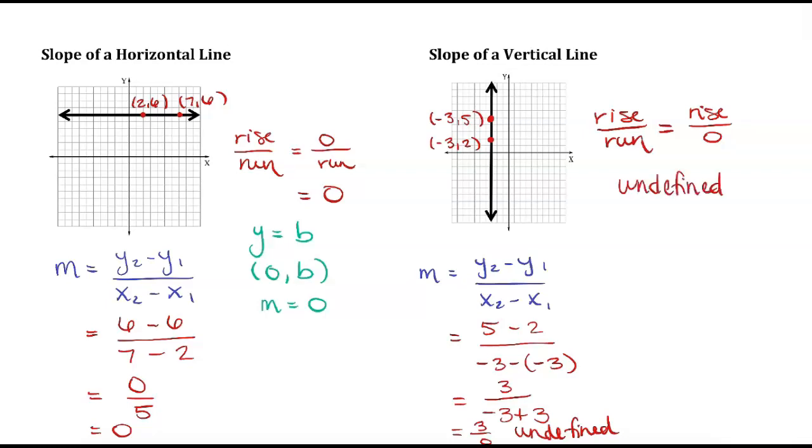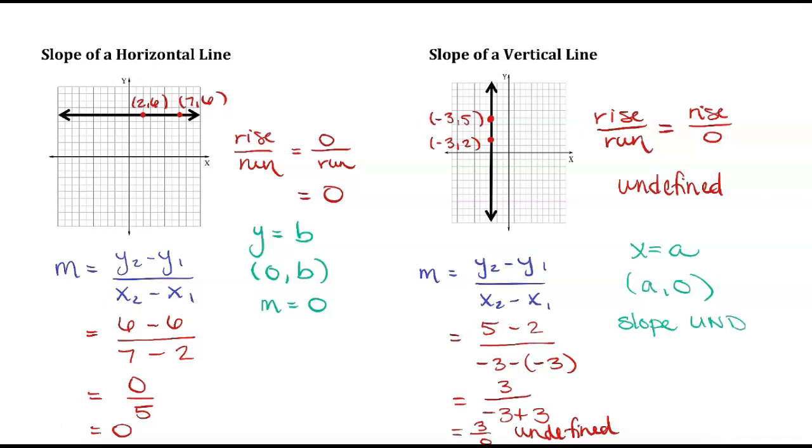Let's summarize what we know so far about vertical lines. We know that vertical lines have equations that look like x equal to some real number a. In this case, this one would be x equal to -3. They have x-intercepts at a, 0. In this case, it would be -3, 0. And now we know that the slope is undefined. I like to abbreviate undefined with a capital UND.